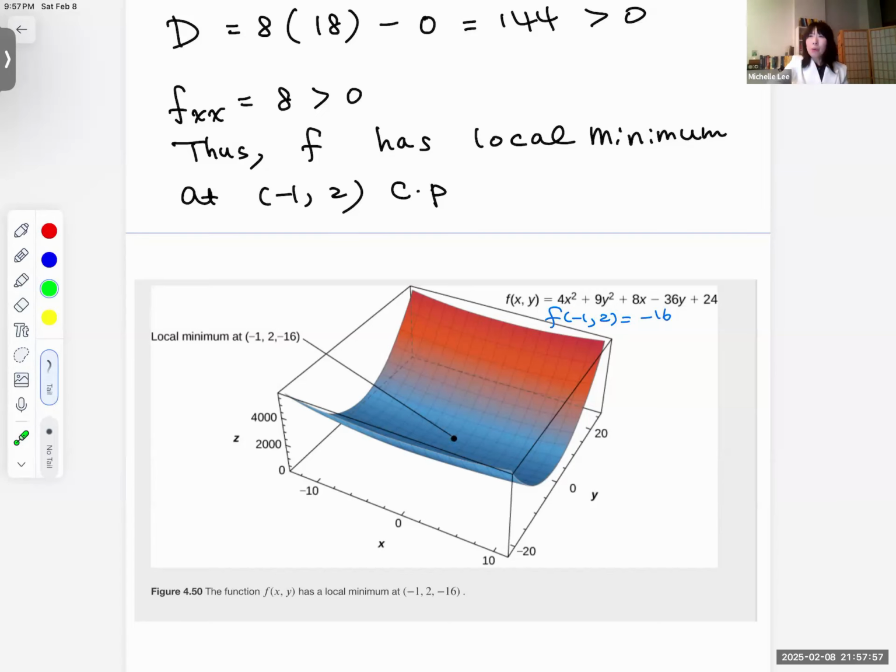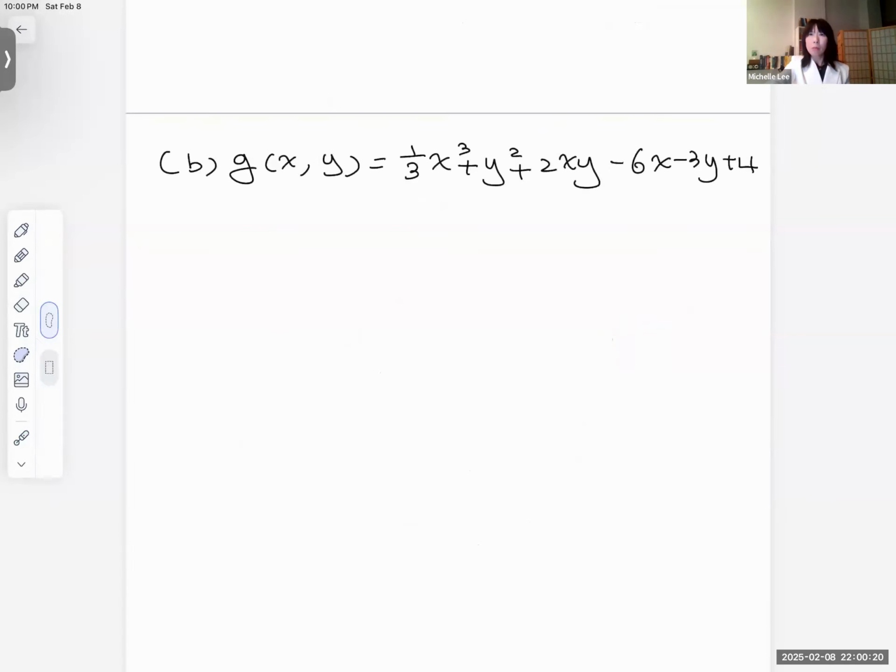Okay, let's do the second problem. This problem is a little bit different, and that's why I want to do it with you. This is the same question: we need to find the critical points and use the second derivative test to find local extrema, right?